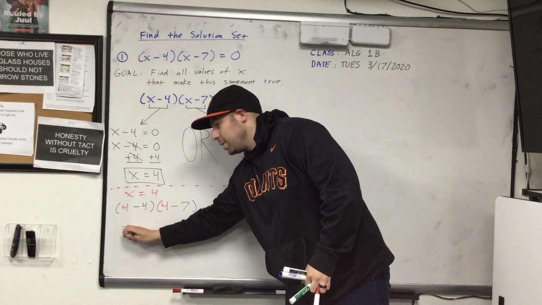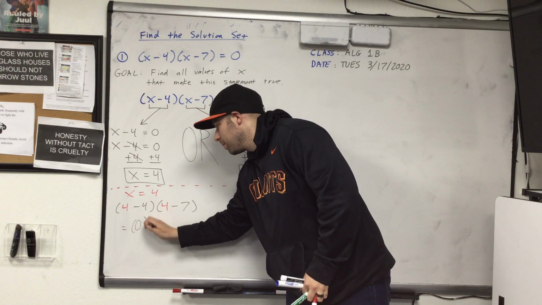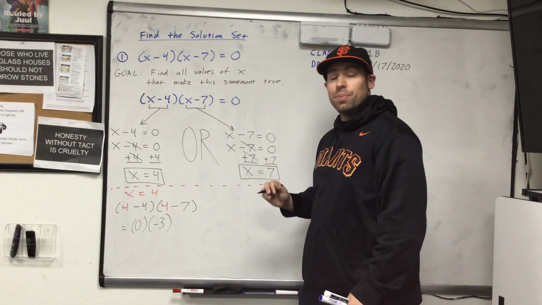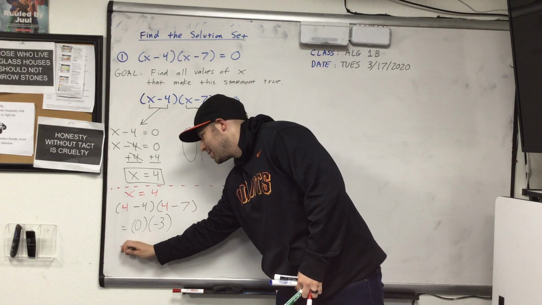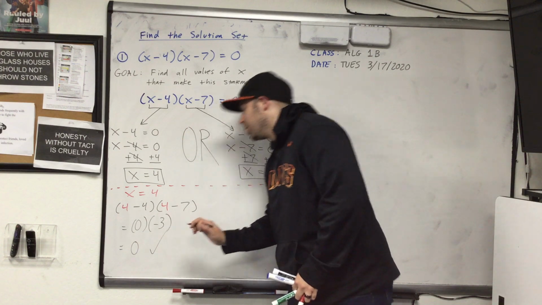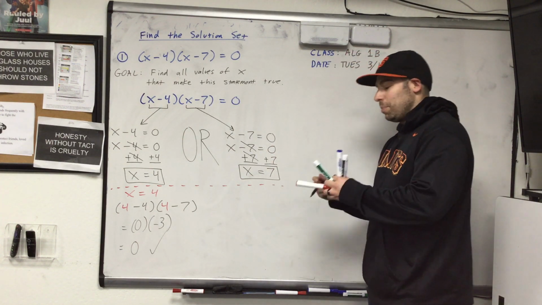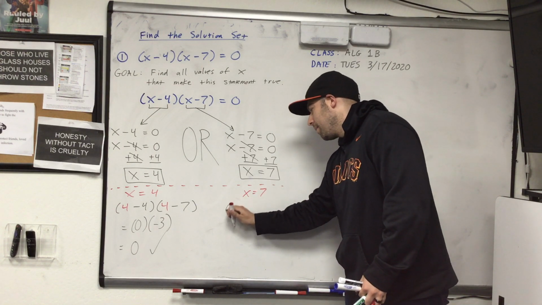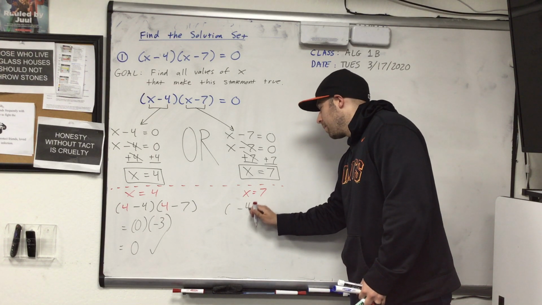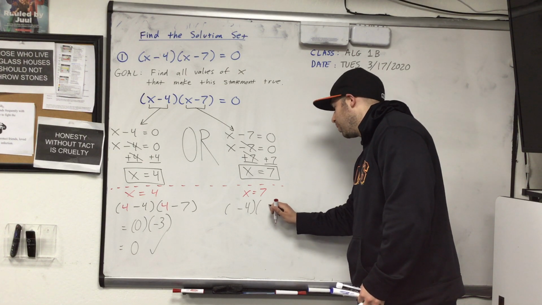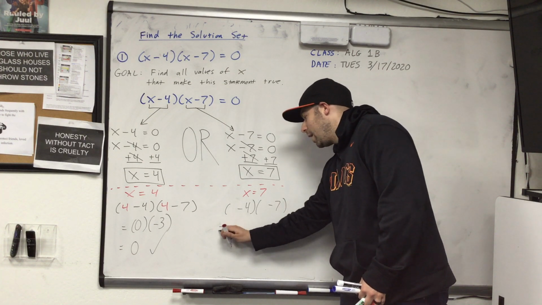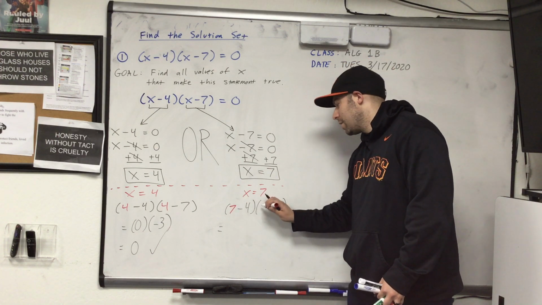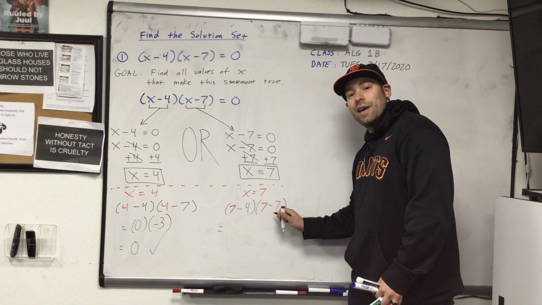4 minus 4 becomes 0. 4 minus 7 is negative 3. By the zero product principle, 0 times negative 3 is 0. So that checks out. We can check the other part by plugging in x equals 7. So we've got x minus 4 times x minus 7, and I'm going to fill in that blank with x equals 7. 7 minus 4 times 7 minus 7.